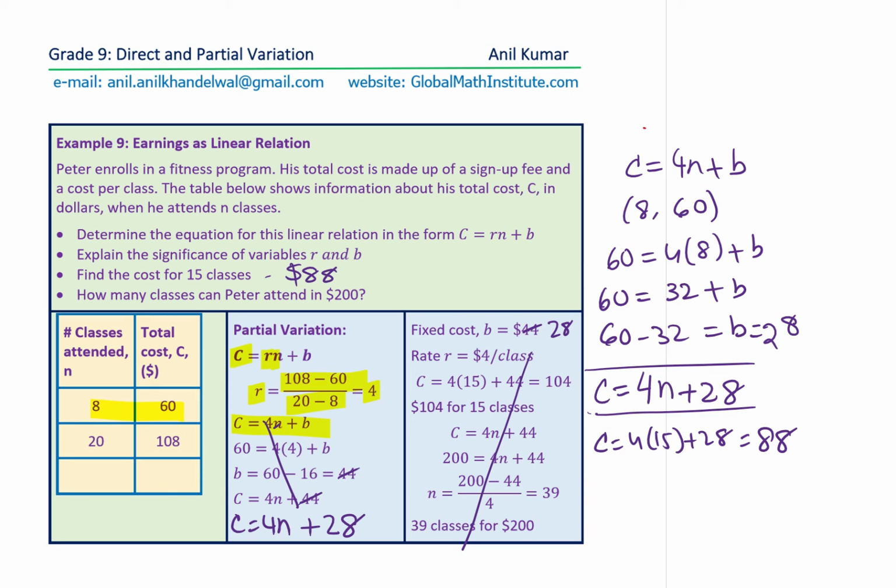How many classes can Peter attend for $200? So write 200 for C, right? And we have 4 times n plus 28. So 200 minus 28 divided by 4 gives you the value of n. So 200 minus 28 and divide by 4 gives us 43 classes. So we have 43 classes which could be attended for the given rate, right?